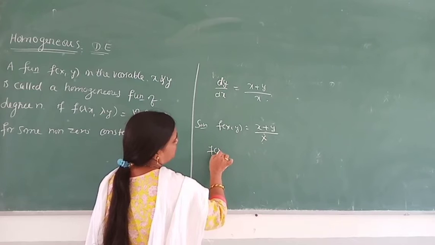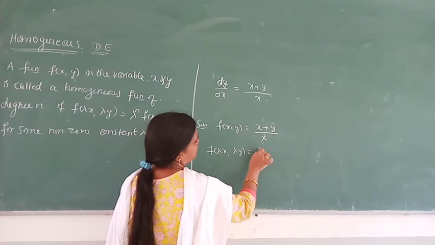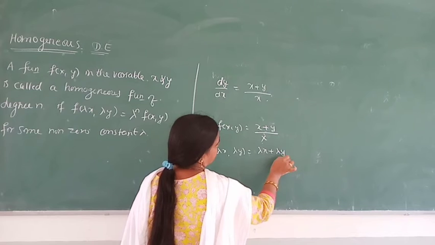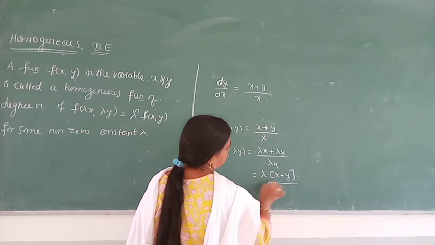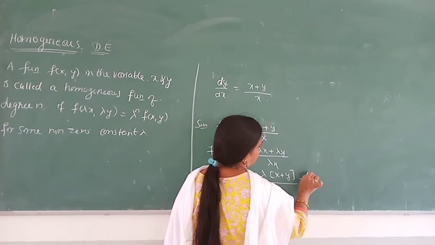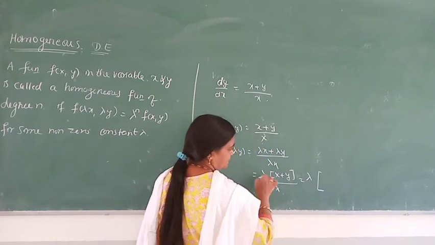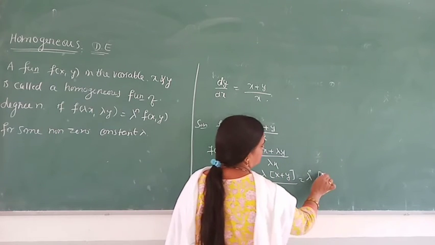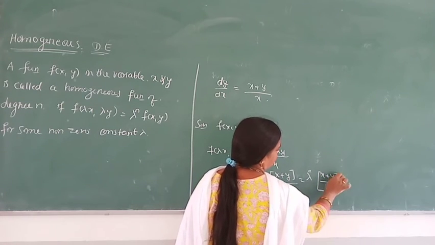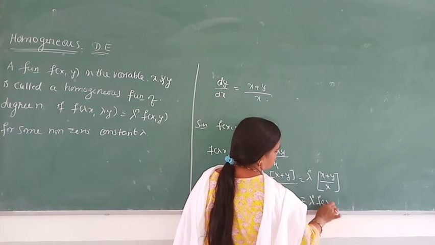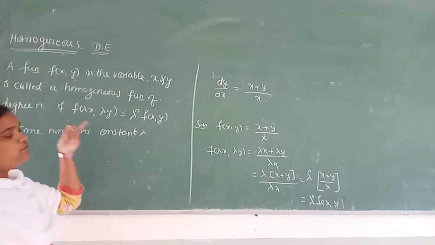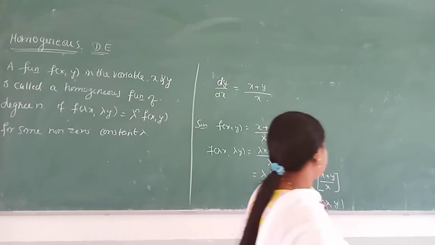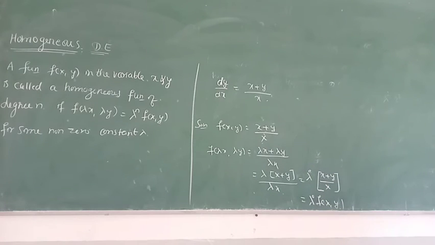Replace x as lambda x, y as lambda y. You get lambda x plus lambda y divided by lambda x. Take lambda common, you get lambda into x plus y divided by lambda into x. Lambda gets cancelled, meaning lambda to the power 0 times x plus y by x, which is lambda to the power 0 f of x, y, the same term. This definition says therefore it is a homogeneous differential equation of degree 0.